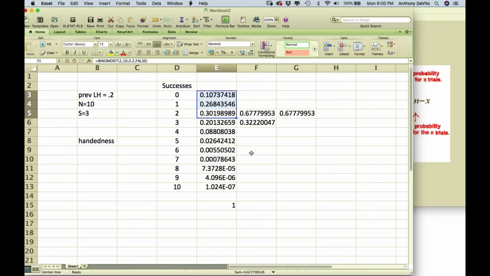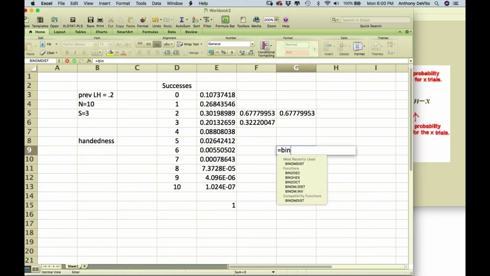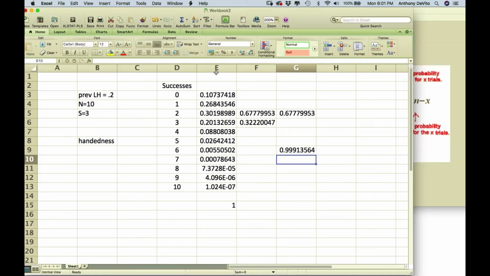So if I want to know the probability of getting 6 or fewer, it's going to be equal to BINOM.DIST, parentheses, and 6 or fewer is going to be 6, comma, 10 trials, comma, 0.2, comma, and true for cumulative. So everything 6 and below is going to include that probability, and it's probably 999 times out of 1,000, or 99.9% of the time, I will get 6 or fewer people who are left-handed.